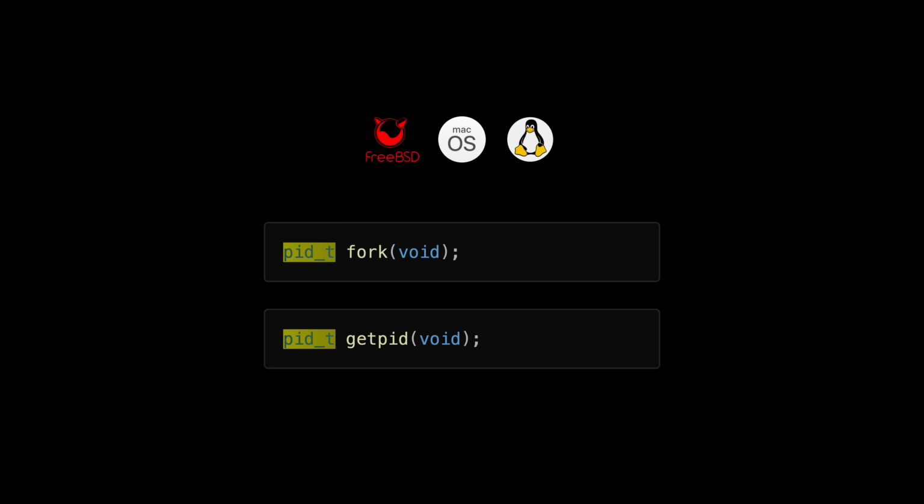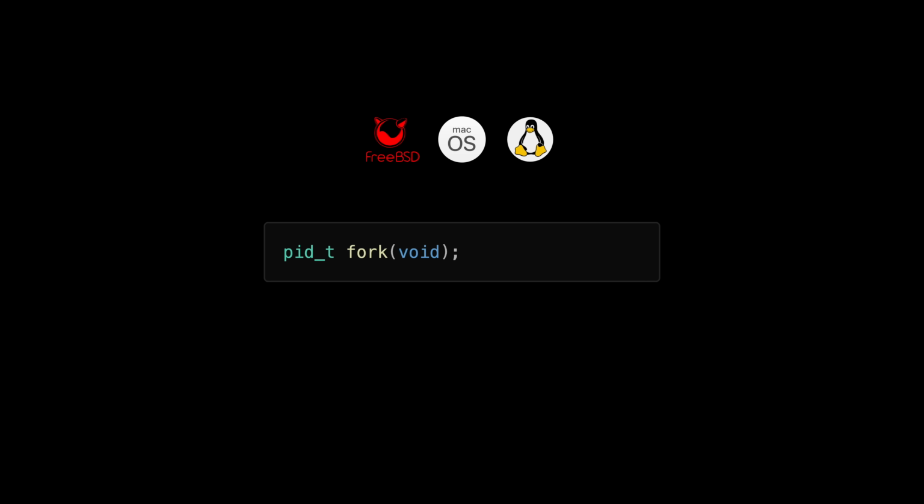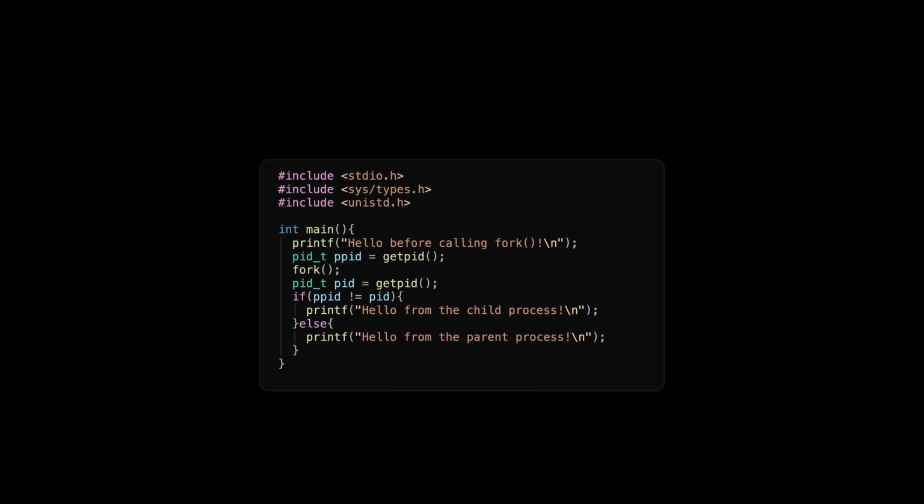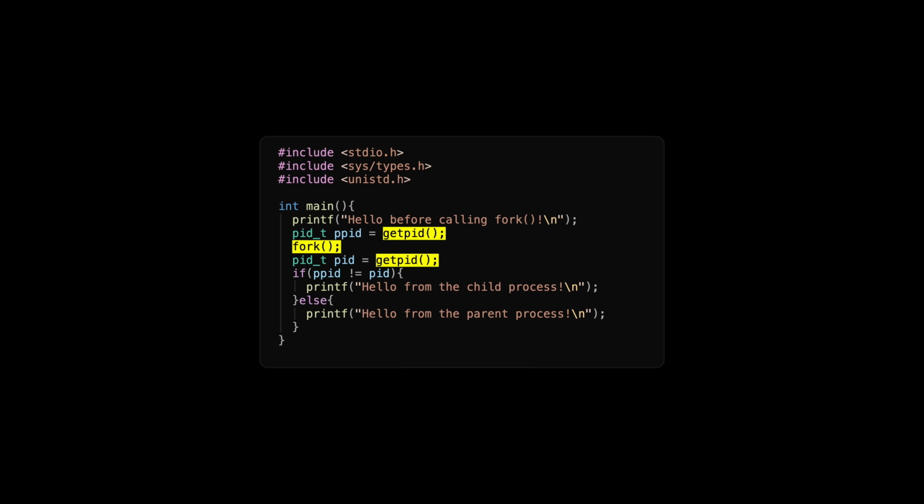Just like getpid, fork also returns a process ID. The system call is implemented in such a way that, in the child process, it always returns 0, and in the parent process, it returns the ID of the child just created. This is useful because it means we don't need to make extra system calls to figure out which process is the parent and which one is the child.